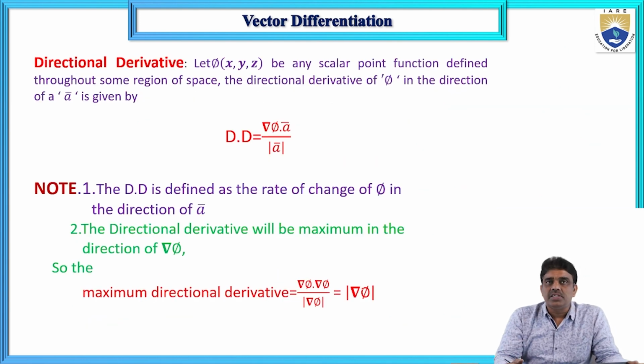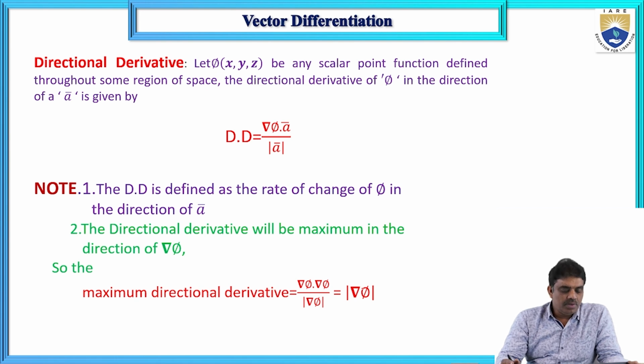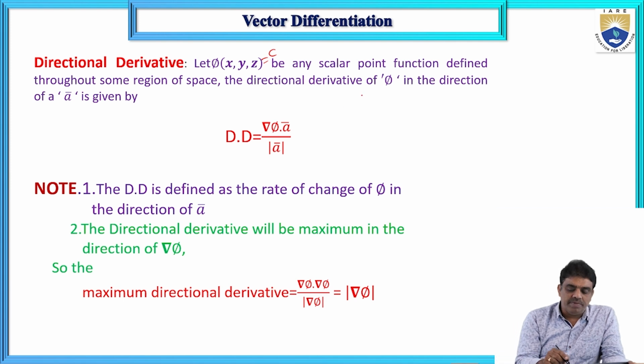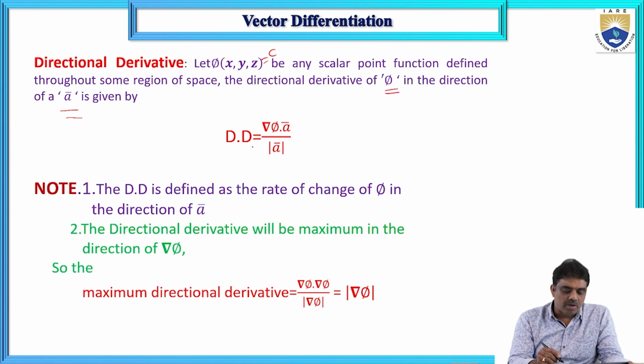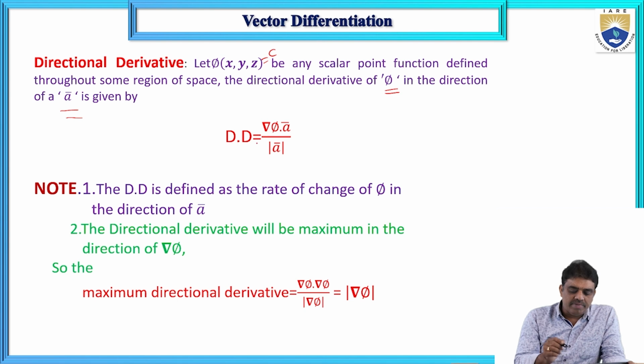The next definition is the directional derivative. Let phi of xyz be any scalar point function defined throughout some region of space. Then the directional derivative of phi in the direction of a bar is given by grad phi dot a bar by magnitude of a bar.